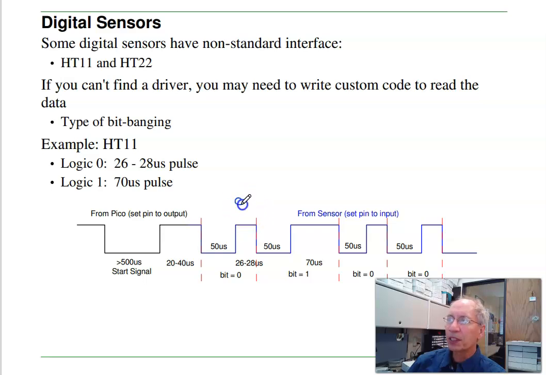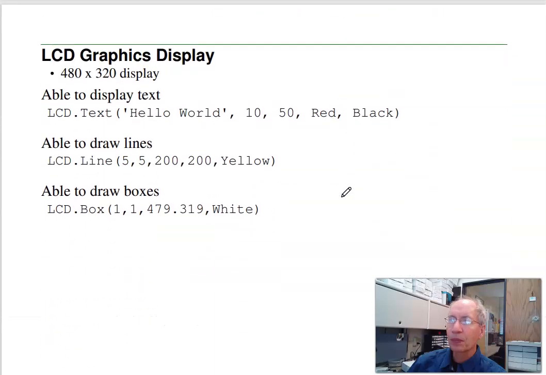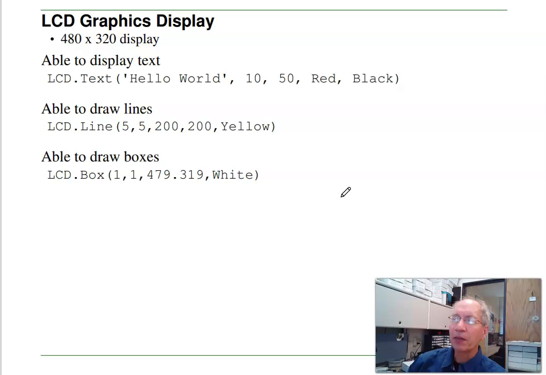And with that, I can start reading the data as a 0, 1, 0, 0, keep on going. In this case, after 40 bits, I've got my reading from the sensor. Then pull off the temperature and humidity. We also looked at the LCD graphics display. There's a bunch of Python routines in the LCD library, such as I can send text to the LCD display, I can draw lines on the display, I can draw a box on the display.